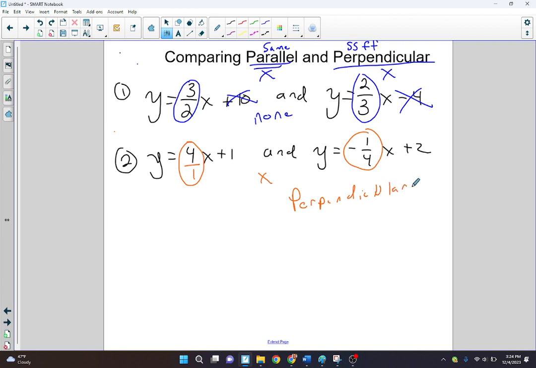Remember, if they're exactly the same, they're parallel. If they're flipped and switched, they're perpendicular. So this top one would just be none or neither, you can write.